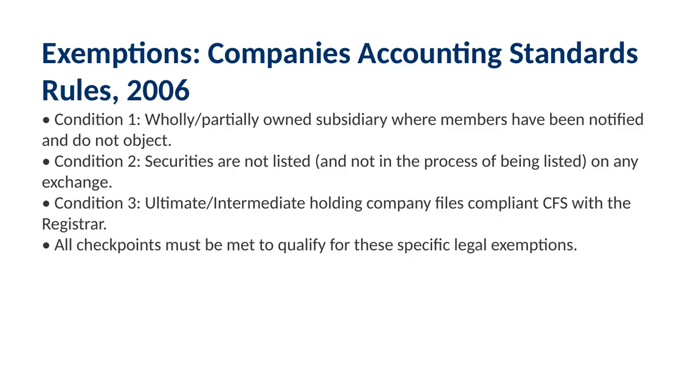Finally, let's look at the specific exemptions under the Companies (Accounting Standards) Rules, 2006. A company may be exempt from presenting consolidated financial statements if it meets certain conditions. First, it could be a wholly owned or partially owned subsidiary where all other members have been notified in writing and have not objected. Second, the company's securities must not be listed or in the process of being listed on any stock exchange. And third, its ultimate or intermediate holding company must already be filing consolidated financial statements with a registrar that comply with the applicable accounting standards.